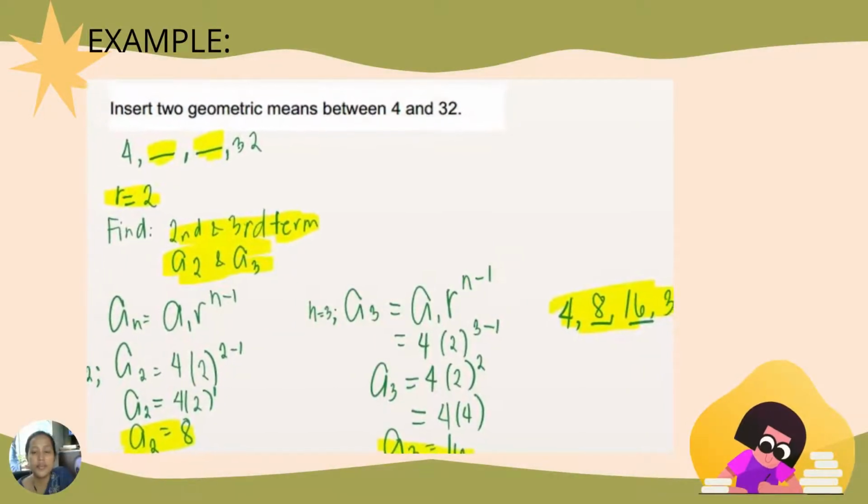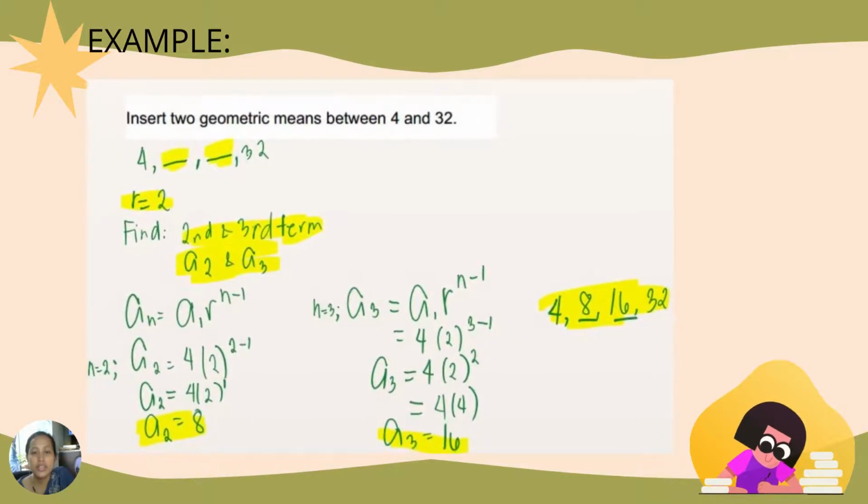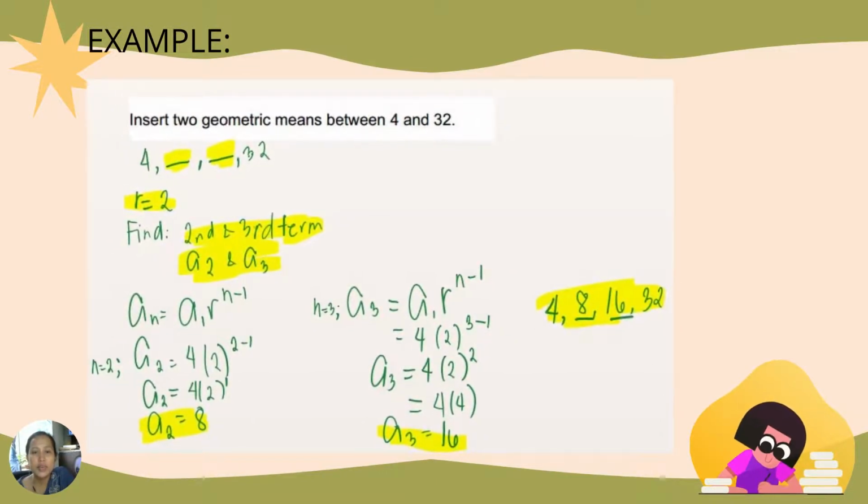So therefore, our geometric means between 4 and 32 are 8 and 16. Now we have our geometric sequence, which is 4, 8, 16, and 32.